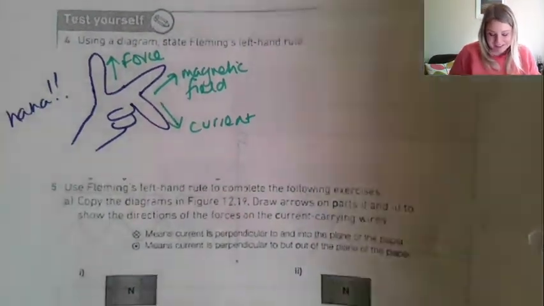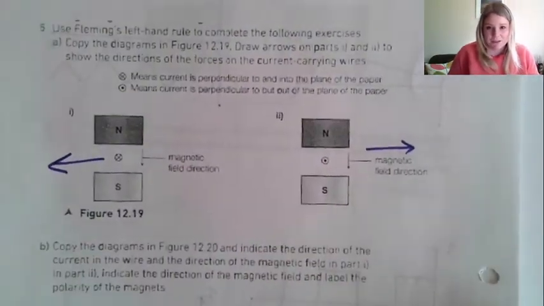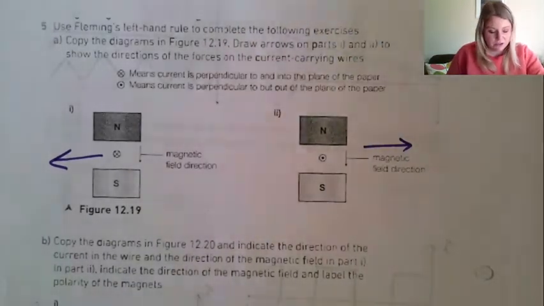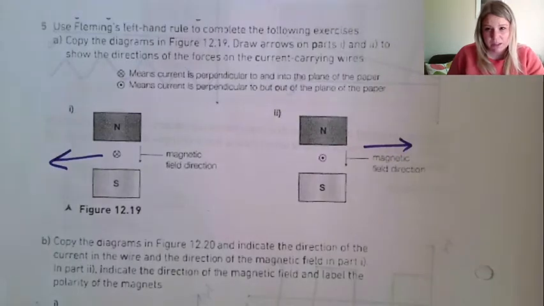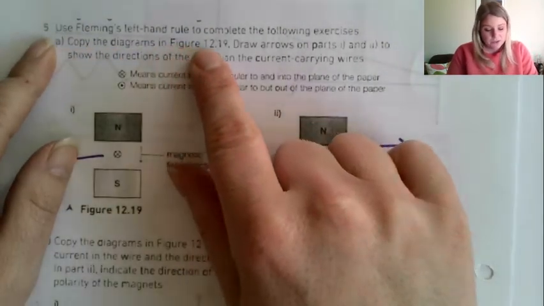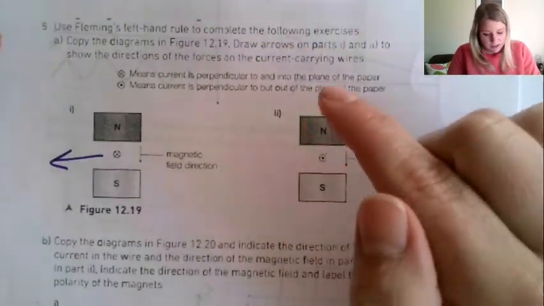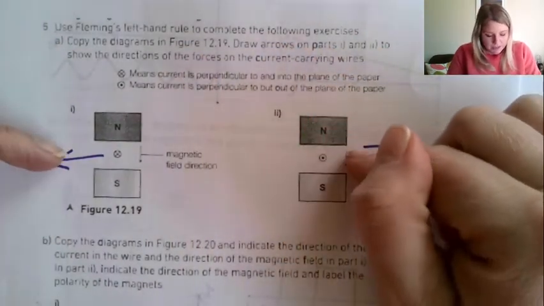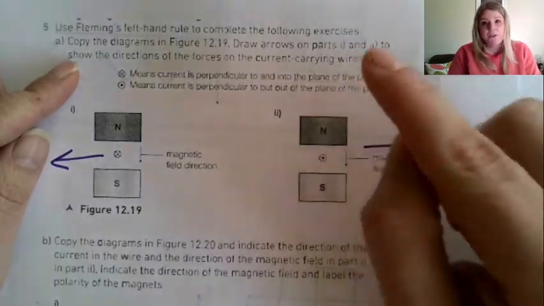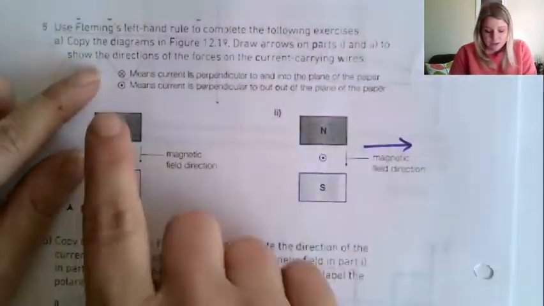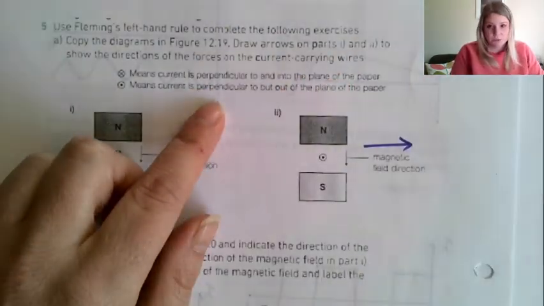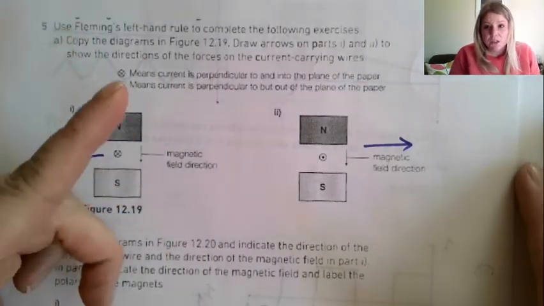Okay. Right, now question 5 was tricky. A bunch of people struggled with it. Some people asked me about it, and some people I could just tell from your pictures you found it tricky or you couldn't quite follow it. So let's go through it. Use Fleming's left-hand rule to complete the following exercises. In these diagrams, we had to draw arrows on to show the directions of the forces on the current carrying wires. Now, this wee bit here, I know this is quite blurry, tells us what's going on.